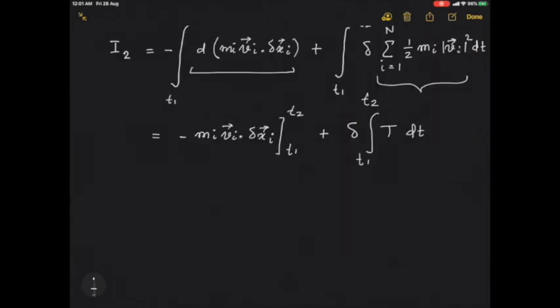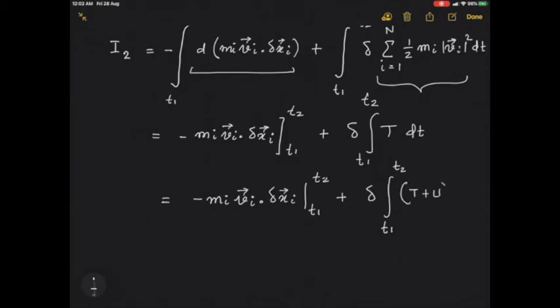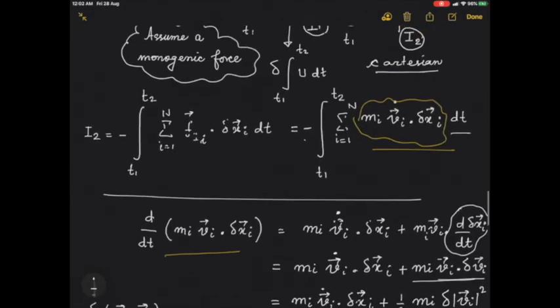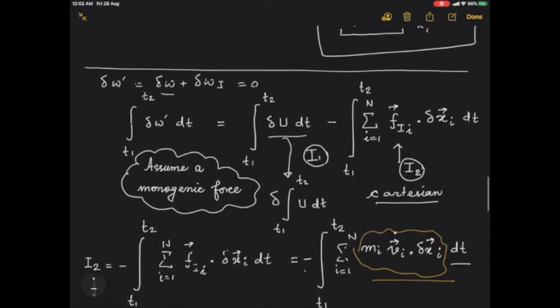So that's I2. And let's bring in I1 and write down the total integral. So the total integral is now this term, delta of the integral from T1 to T2 of T plus U. Now let us go back and ask the question, what is this total integral? So it's this integral that we are doing, and we call this delta A, because remember that A is what we called the action. So this is what we defined as our action.